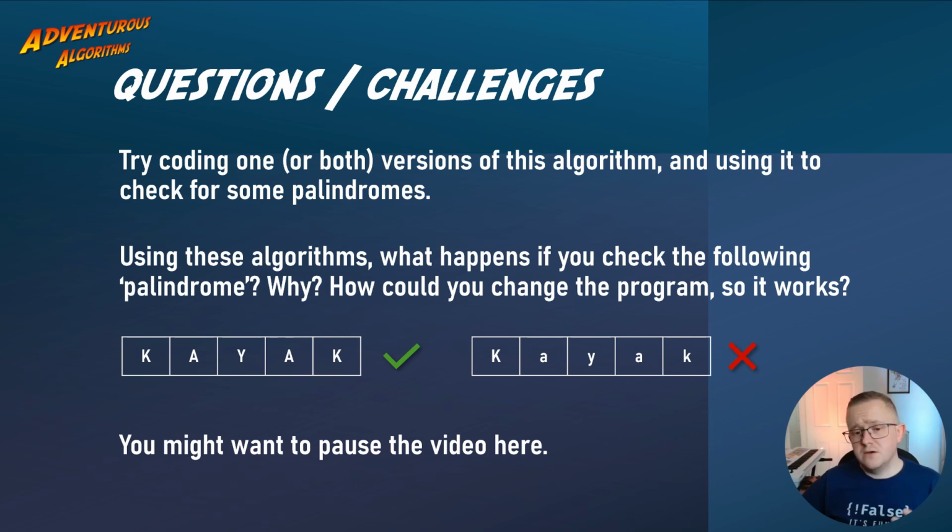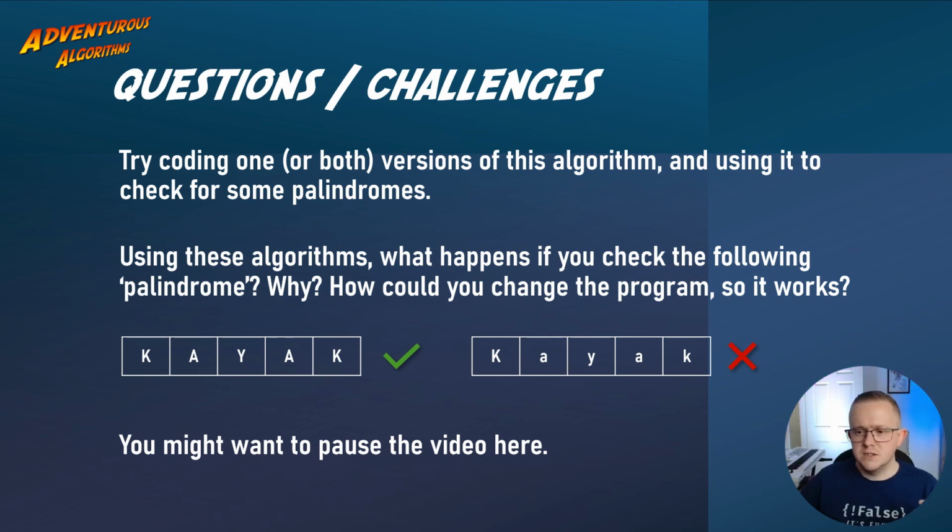And then using these algorithms, what would happen if you check the following palindrome? In other words, why is the one on the left a palindrome and the one on the right isn't? Because to a human eye it is, but to a computer it would be seen differently. Now, if you maybe already know something about ASCII and Unicode from National 5 and Higher, that's probably a relatively easy question to answer.